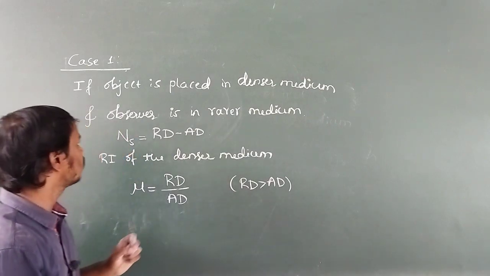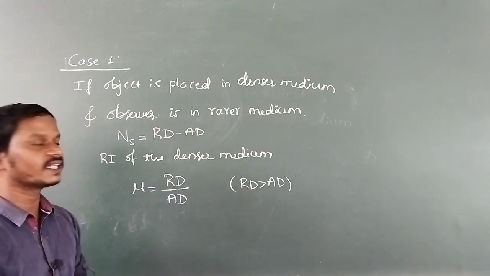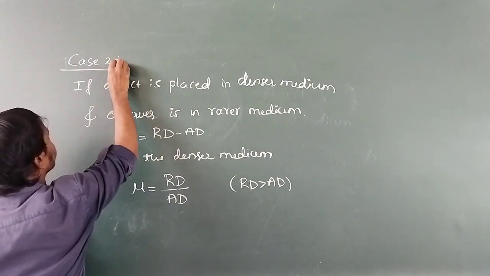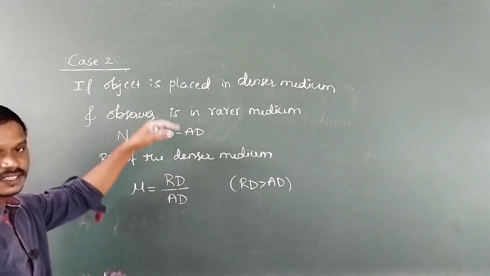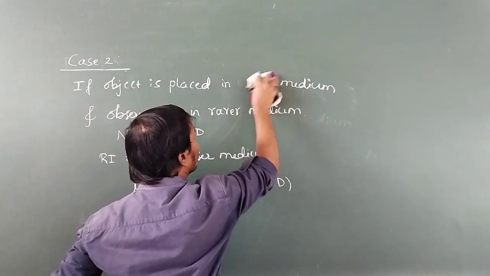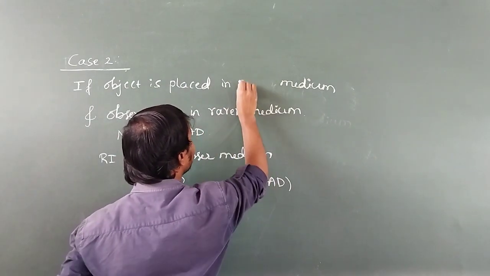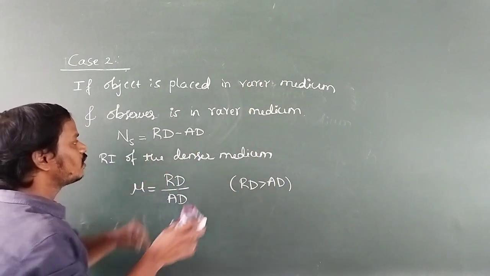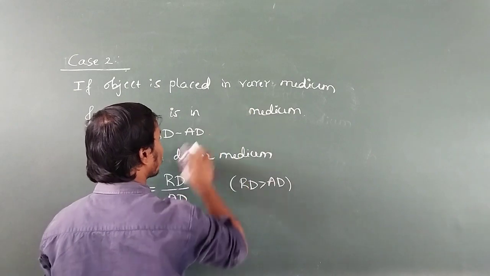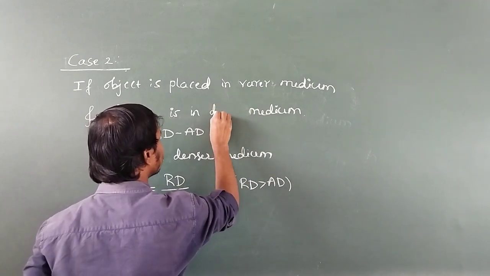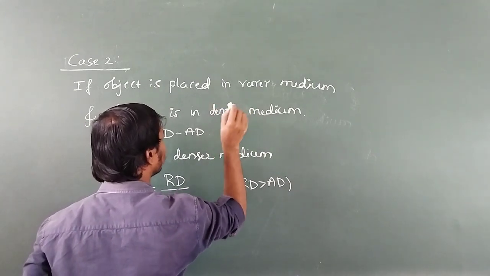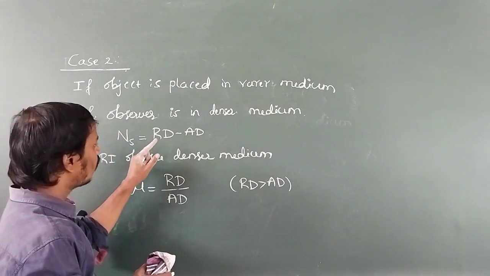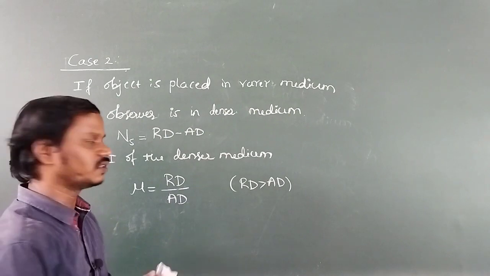Okay, so this is the first case. Then what about the second case? Case number 2. If the object is placed in the rarer medium, where is the object? The object is placed in the rarer medium and the observer is in the denser medium. Then what is the formula used to find the normal shift? Here apparent depth is greater than real depth.